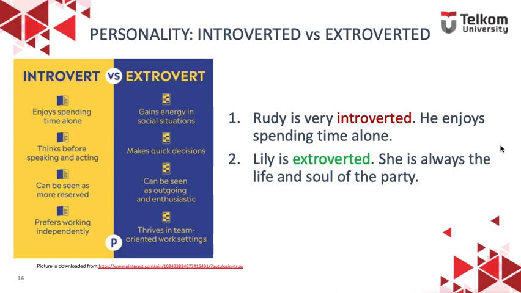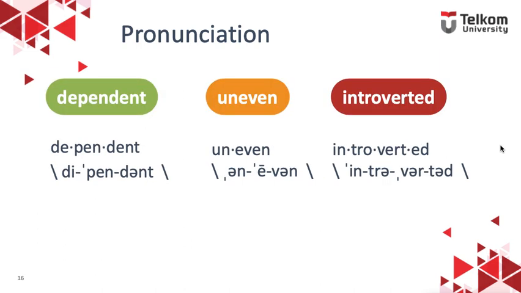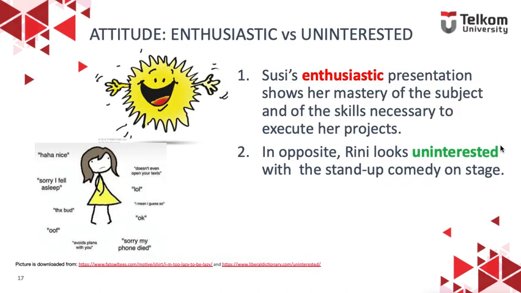Introvert, usually on the yellow side, enjoys spending time alone, thinks before speaking and acting, can be seen as more reserved and prefers working independently, while extrovert on the other side gains energy in social situations, makes quick decisions, can be seen as outgoing and enthusiastic, and thrives in team-oriented work settings. Which one is yours, introverted or extroverted? This is how to pronounce it. Extroverted, developed, all-round, dependent, uneven, introverted.